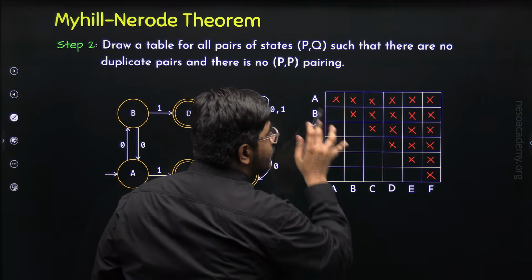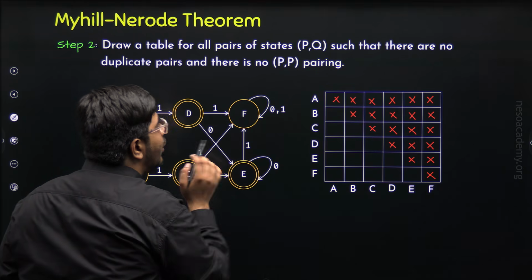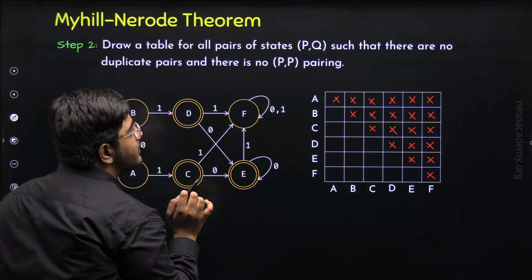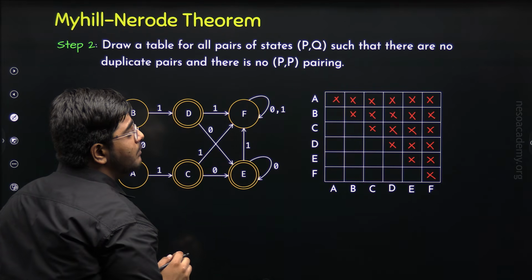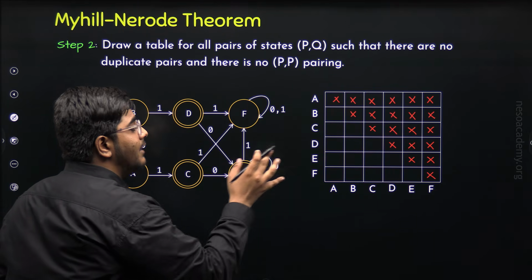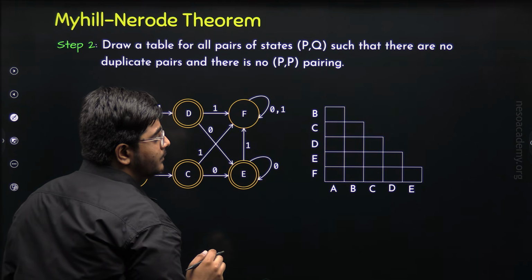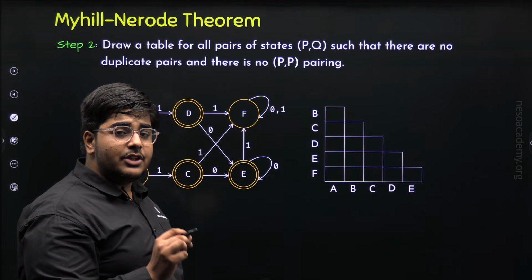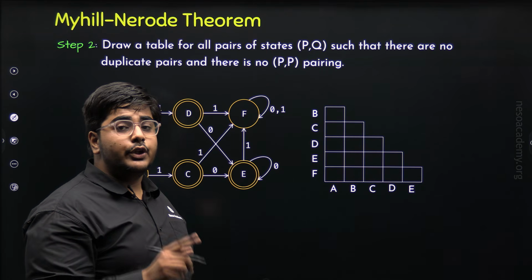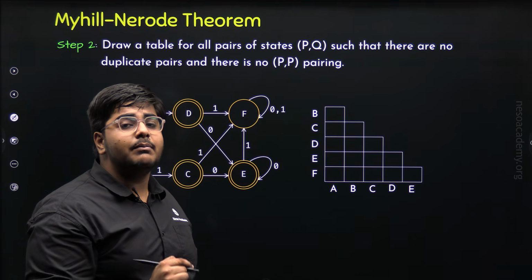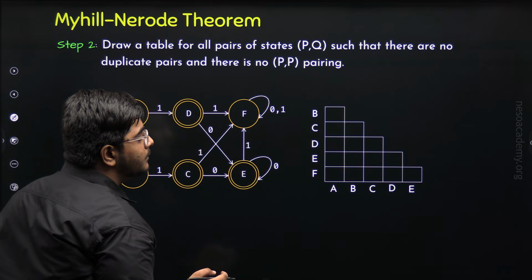Similarly, these are the pairs that are having either PP pairing or they are duplicate pairs. So we need to eliminate all such cells from our table. And finally, after eliminating these cells, we will get the table as this one. So in examination, you have to directly draw this particular table. You don't need to draw that full table. And making this table directly is also very simple.